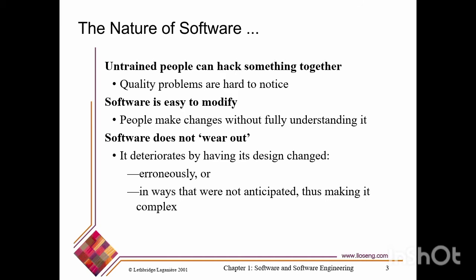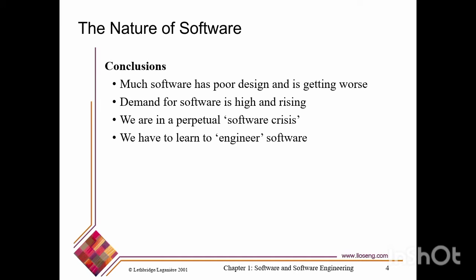So the main features of the nature of software are: untrained people can hack, software is easy to modify, and software does not wear out. And the conclusion: much software has poor design and is getting worse. Demand for software is high and rising. We are in a perpetual software crisis. We have to learn to engineer software.